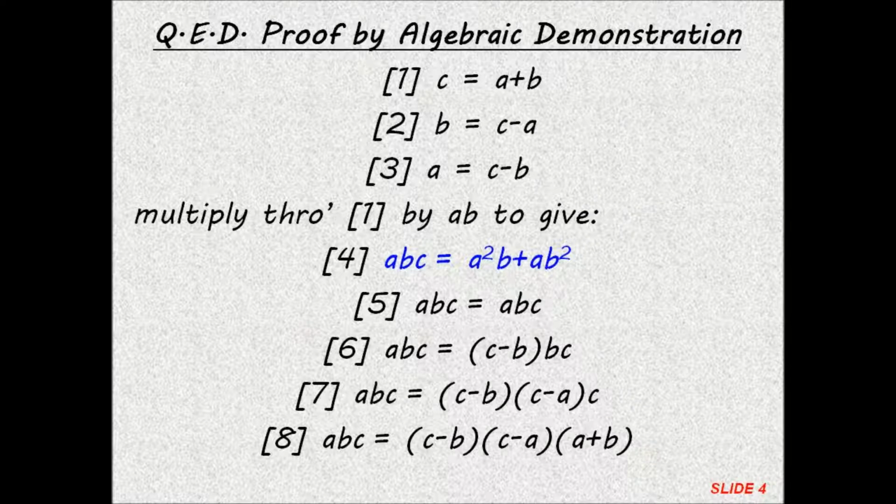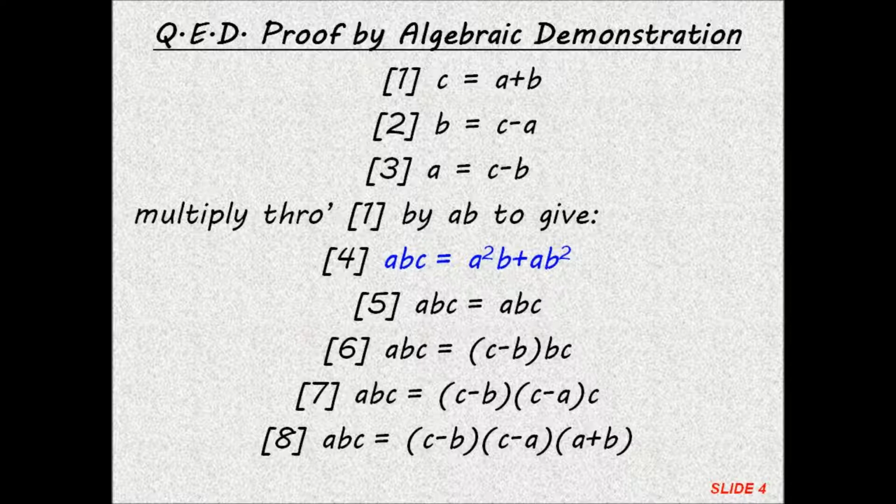QED, proof by algebraic demonstration. 1. C equals A plus B. 2. B equals C minus A. 3. A equals C minus B. Multiply through 1 by A times B to give 4. A times B times C equals A squared times B plus A times B squared.